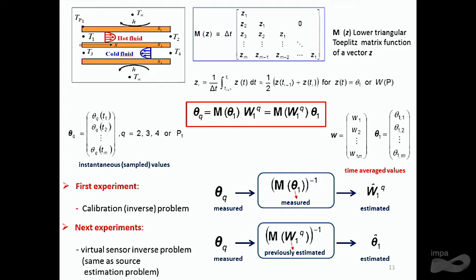So in the first experiment, we measure theta q, we measure the pseudo source, we have to solve an inverse problem, and we estimate the transmittance.